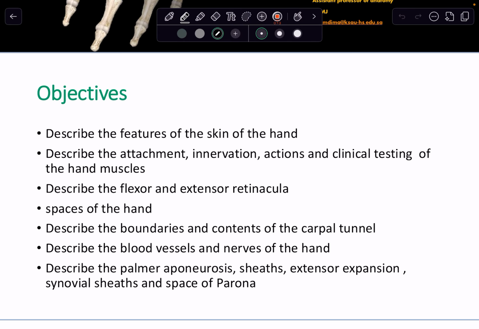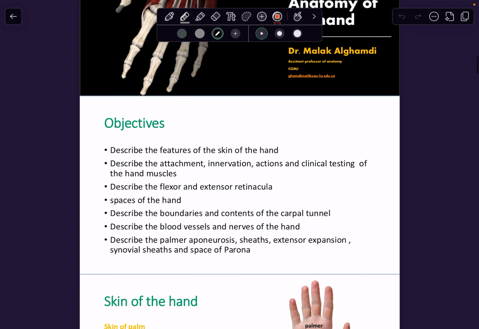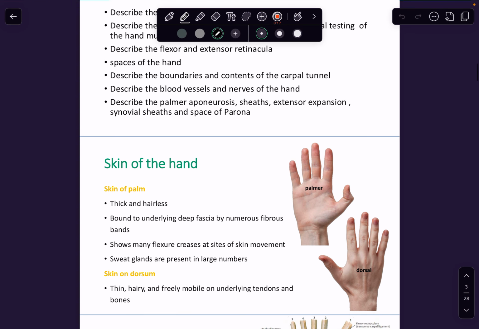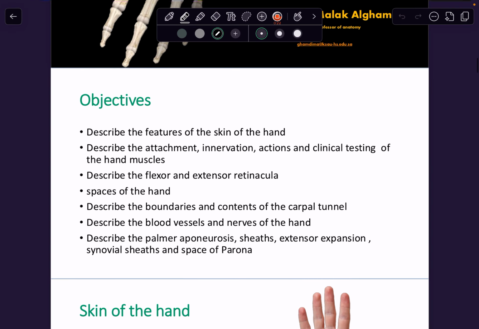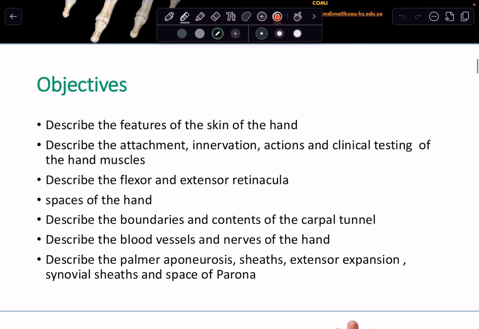Objectives. Okay, so these are the objectives. The objectives talk about the skin of the hand, sensation, then attachments of the muscles, action and clinical testing of the hand muscles, then the flexor and extensor retinaculum, then there are spaces, then there are boundaries of the carpal tunnel.